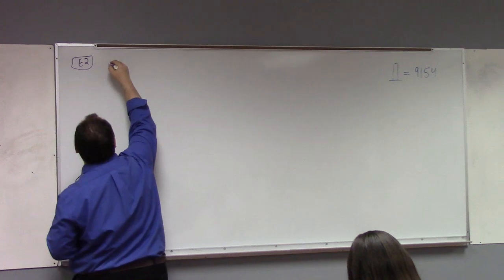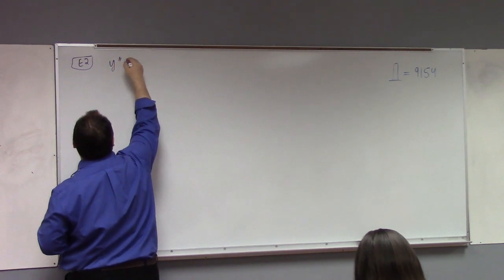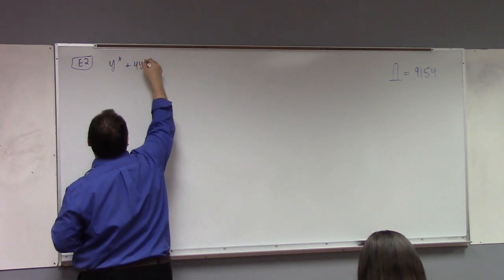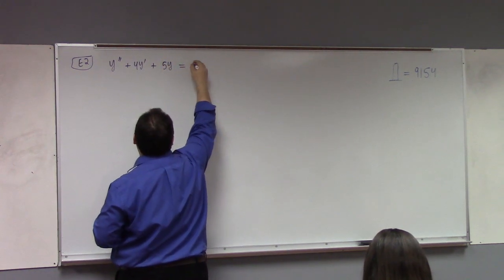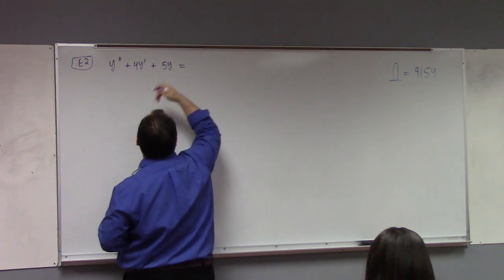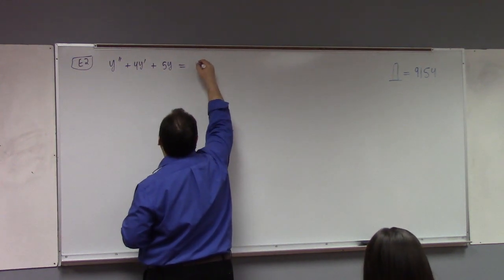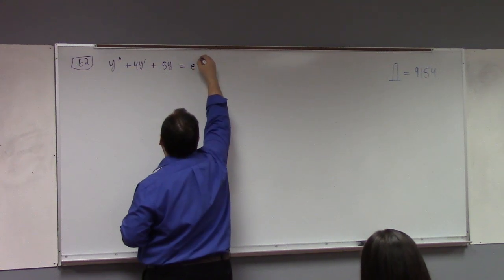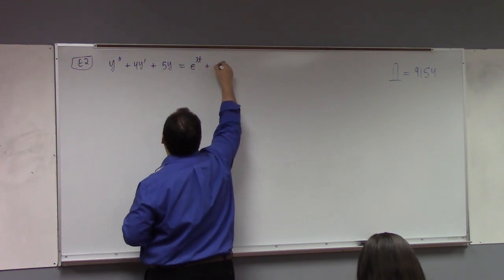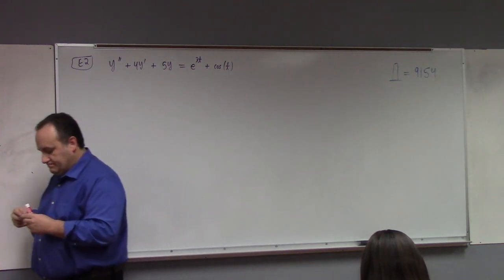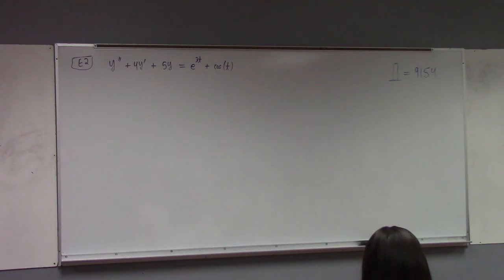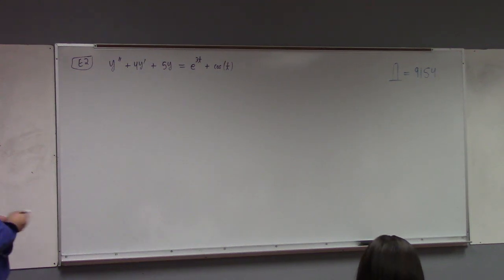Example 2. What if we're up against, I don't know, y prime prime plus 4y prime plus 5y equals, let's say, e to the 3t plus cosine t? Can we solve this problem? All right. Let's see how it's done.